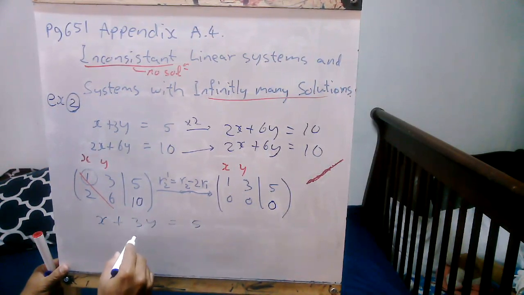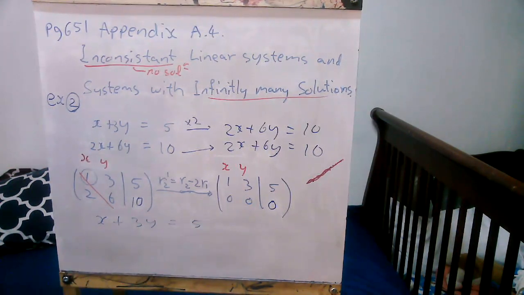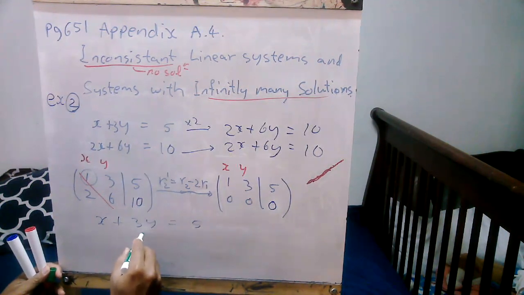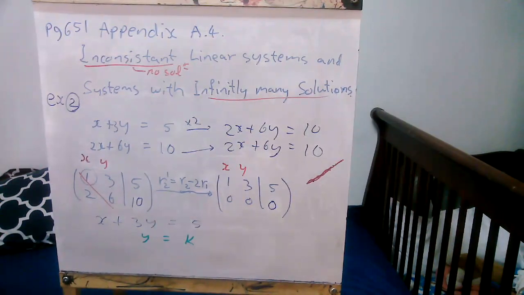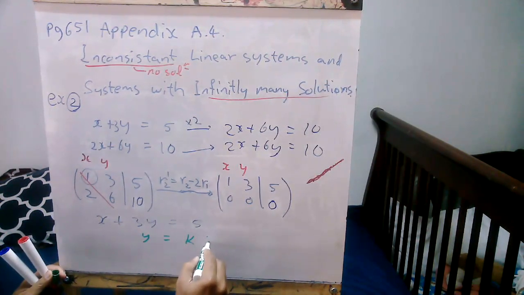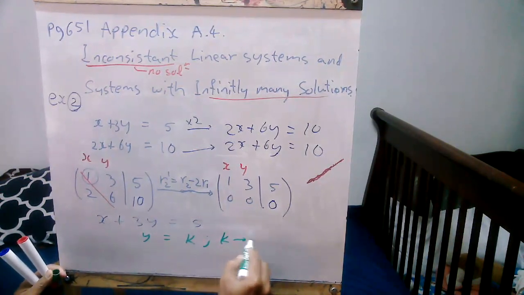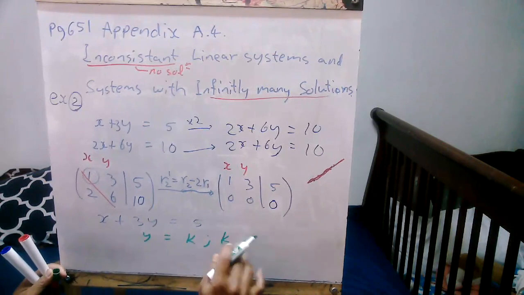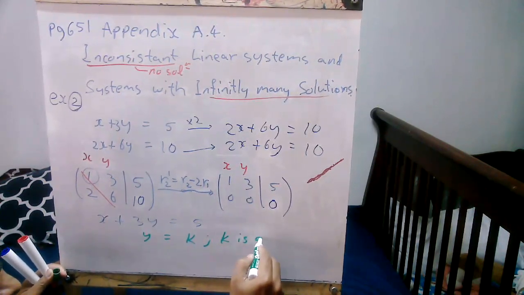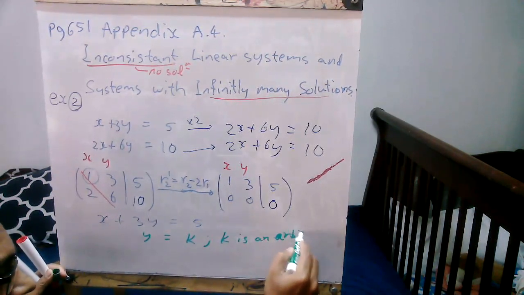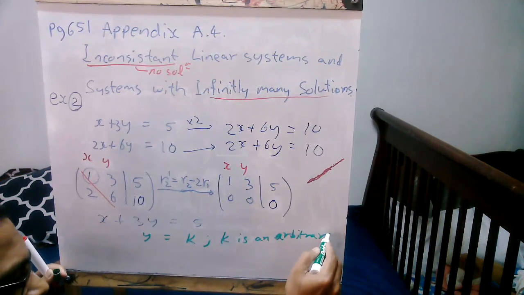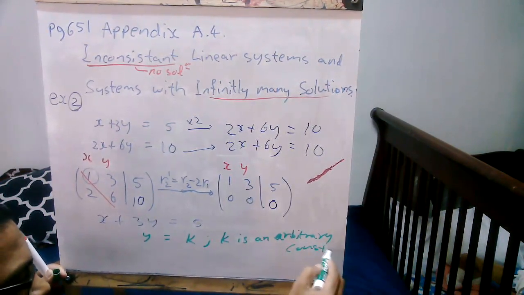We can say y equal to, this is the new thing that you're going to learn here. We say y equal to k, where k is an arbitrary constant, right?